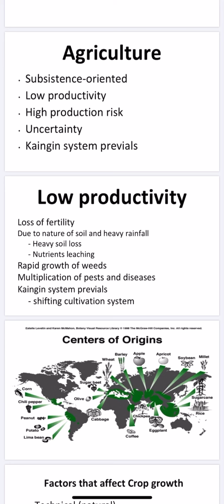basically living. And low productive because these are affected not only by different factors like environment and fertility of the soil, but also mostly because of catastrophes like floods and storms. So that characterizes our agriculture here. And high production risk because sometimes when the crops fail, we can't do anything about it but lose our investment. And uncertainty because of the weather condition.